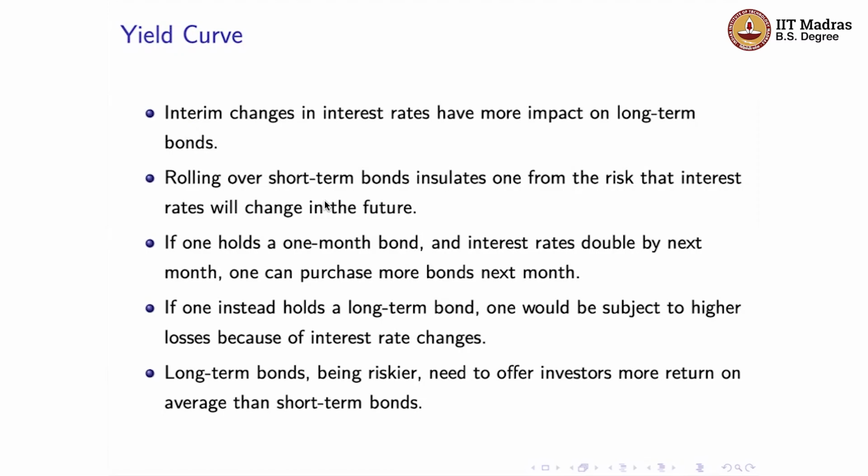And so basically, the short version of all of this discussion is that maybe the reason why the long-term bonds are offering higher return is that they are riskier, right? And hence they need to offer investors more return on average than short-term bonds in order to compensate for that, right? And that is what is missing from our discussion so far, right?